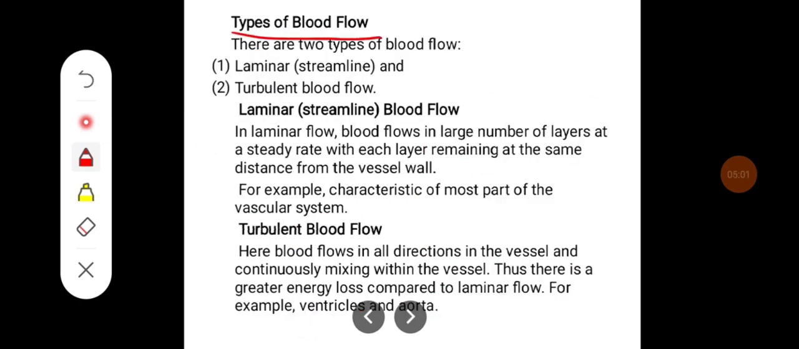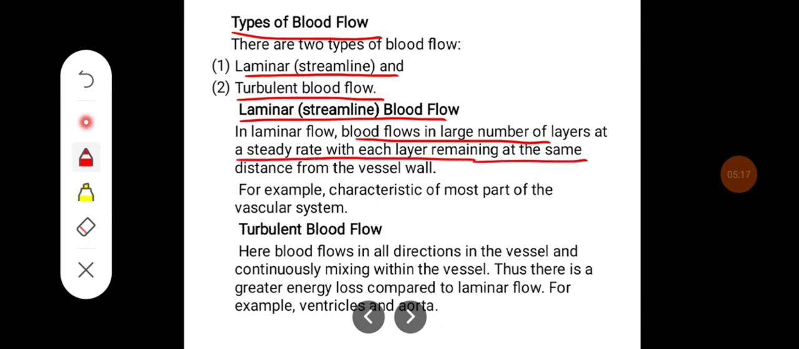There are different types of blood flow: laminar, that is streamline flow, and turbulent blood flow in the vessels. Laminar blood flow is blood flowing in a large number of layers at a steady rate, with each layer remaining at the same distance from the vessel wall. For example, characteristic of most parts of the vascular system is laminar blood flow.